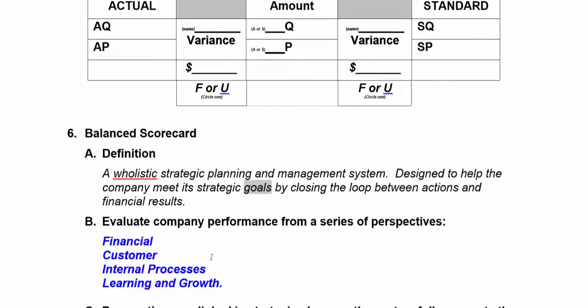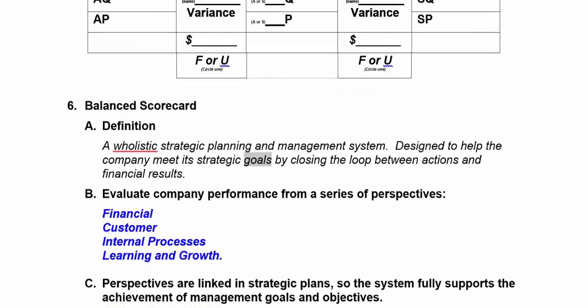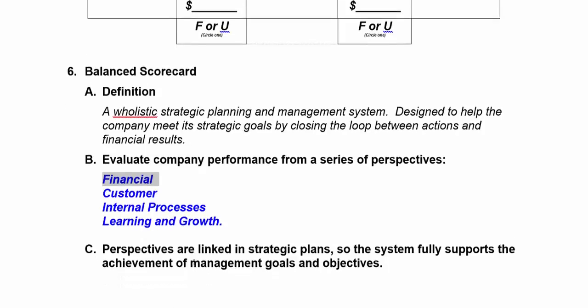So it kind of goes in this order too. Company performance is evaluated from the perspective of financial first, then customers who help us meet our financial goals, then internal processes that help the customers be happy to help us meet our financial goals, and then learning and growth that help our employees function well to do those internal processes that make our customers happy, that help us meet our financial goals. So all these things are linked in the strategic plan, and so the system fully supports the achievement of management's goals and objectives.